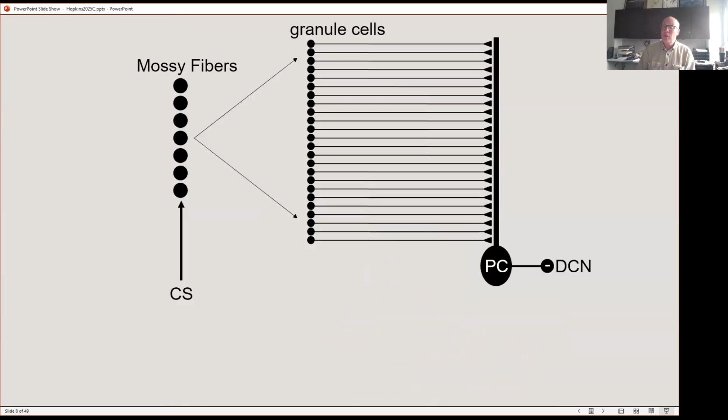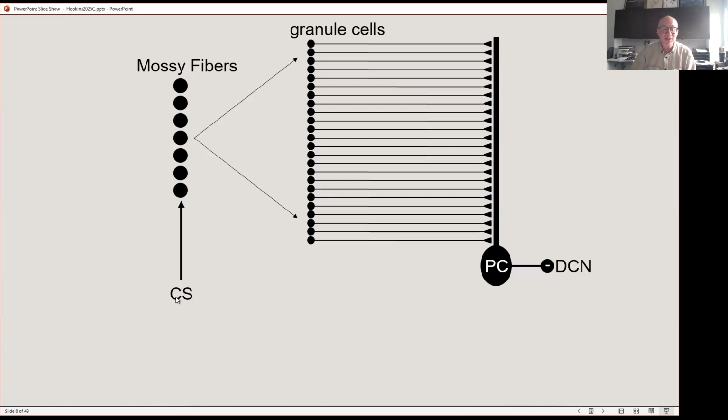And so I'm going to tell you just the basics of how learning works to set up what we're going to be working on. Ignoring a lot of the detail, in real cartoon form, here's the main learning pathway in the cerebellum.